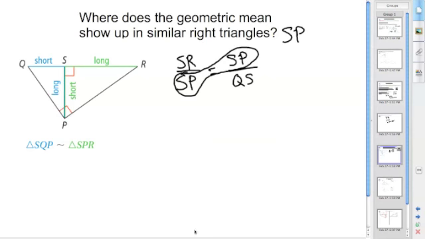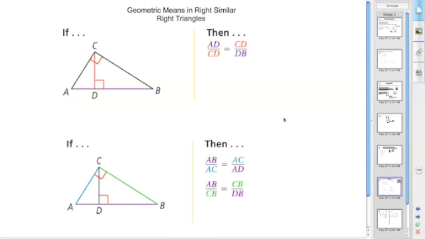So the key here is you have geometric means in similar right triangles. You have AD over CD, which is going to be the same as CD over DB, and vice versa, because you also can compare them to the bigger triangle: AB over AC and AC over AD, AB over CB, CB over DB.